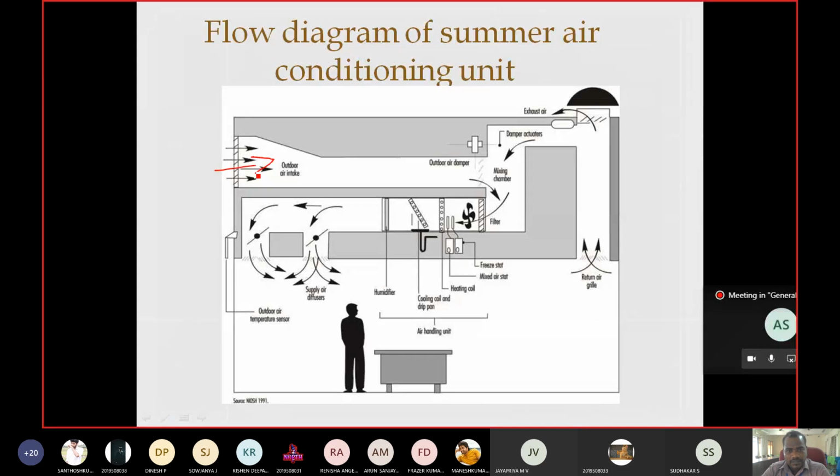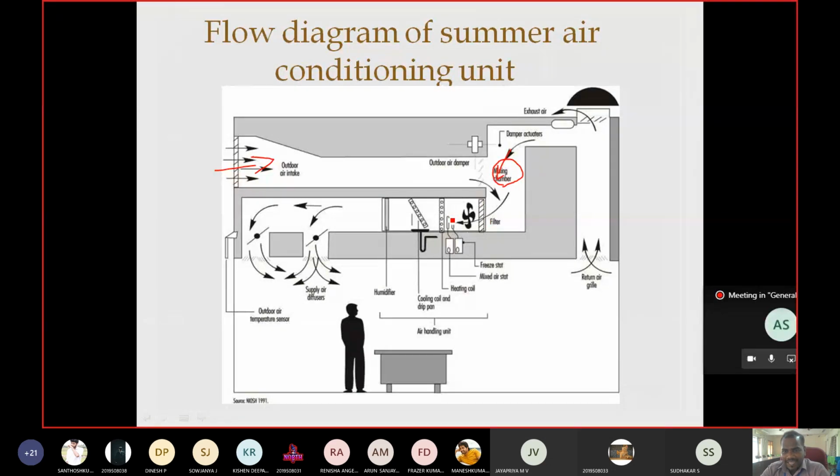So outdoor air mixture is taken. Then this is passed through the outdoor air damper, so we can have the circulated air in the mixing chamber. So the outdoor air intake and the circulated return air from the room are mixed with the use of the mixing chamber. Then this air is passed through the filter.